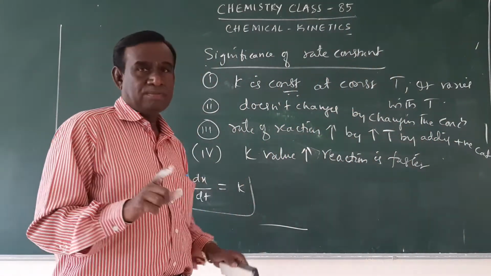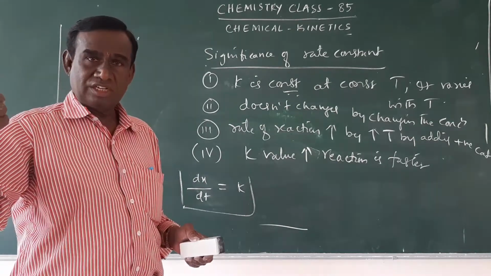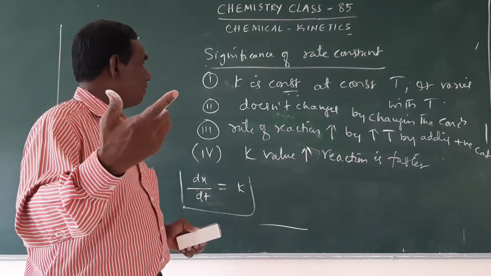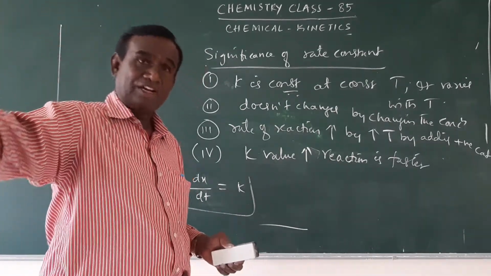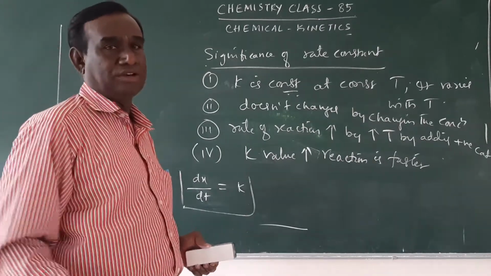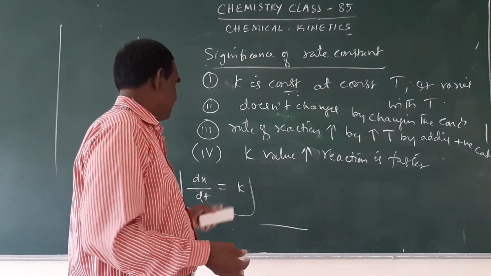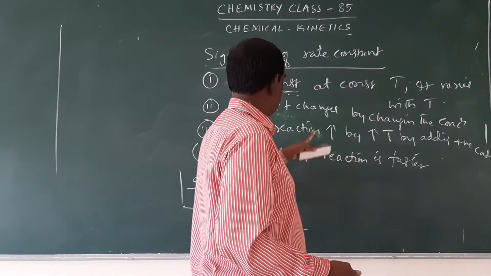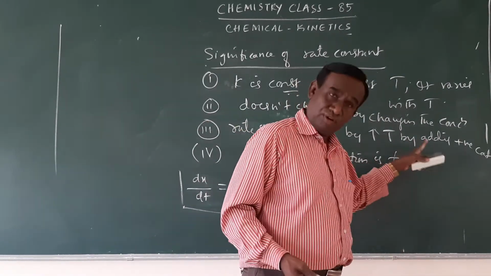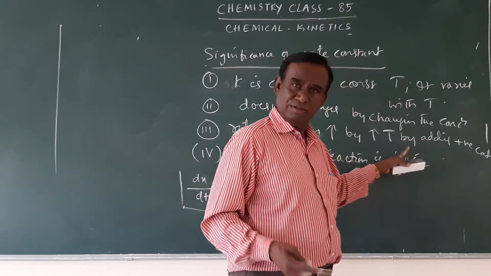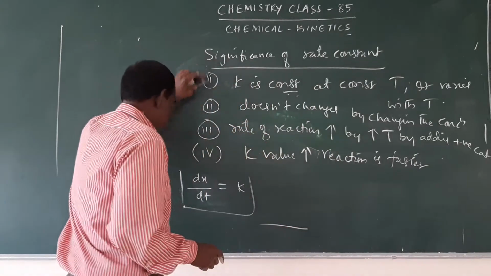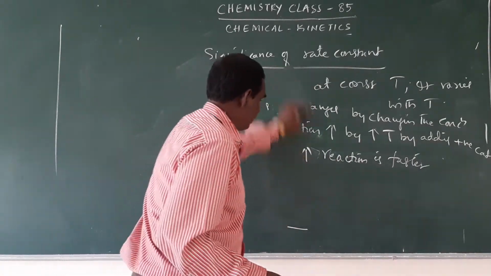Why? Because when the temperature increases, the rate constant value also increases, and the rate of a chemical reaction also increases. That is how we can clarify the things here. That means when the K value increases, the reaction is found to be faster. These are the significance of the rate constant.